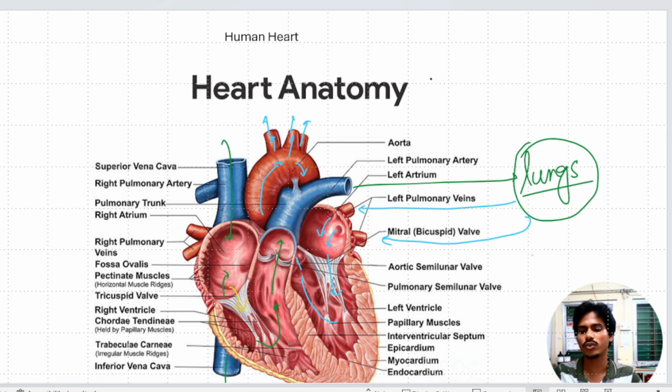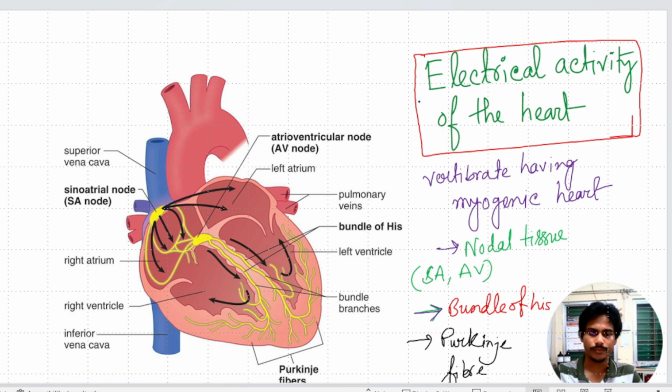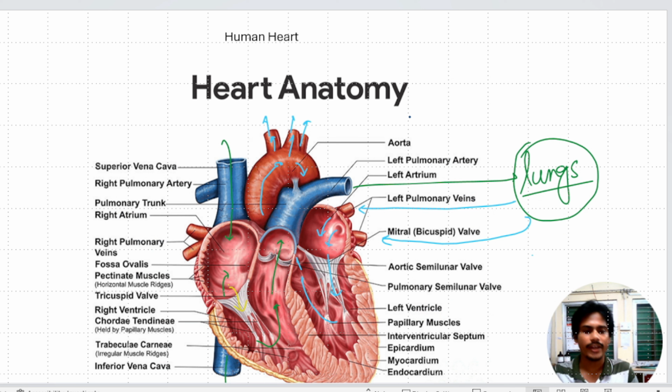Now we are focusing on the heart anatomy. The blood is coming from the superior vena cava and the inferior vena cava. The green arrow is showing that the blood is coming to the right atrium, which is on the left side of the image.